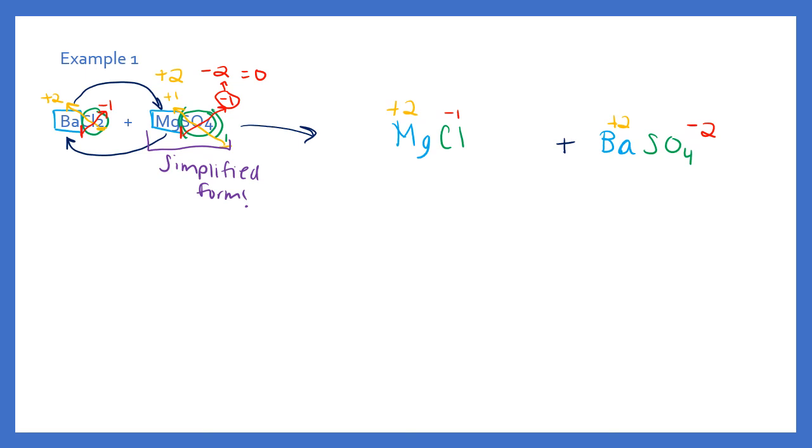Okay, good. And now we crisscross. So let's crisscross them down. The -1 swings down to the Mg, so it should be Mg1. The 2 swings down to the chlorine, so it should be Cl2 plus. The 2 swings down to the Ba, so it should be Ba2. And the 2 of the barium swings down to the SO4, so it should be SO4, 2.